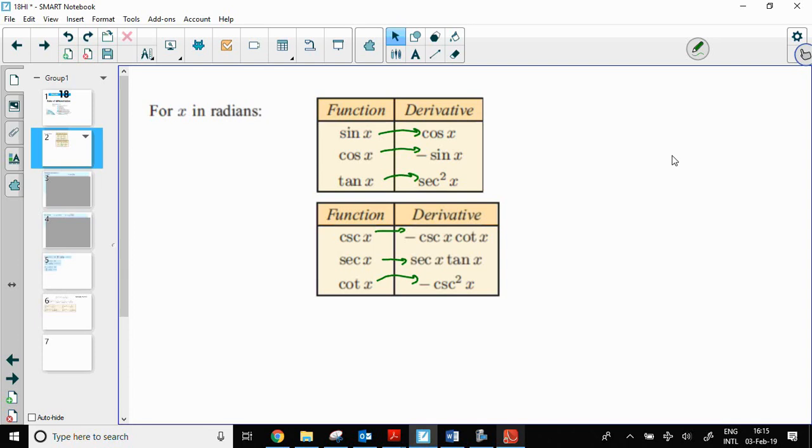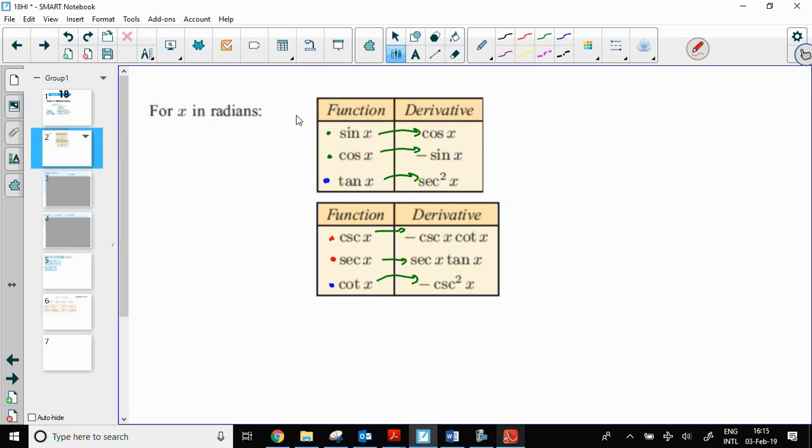So each of the co-functions, so like cosine and sine, there's a relationship between their derivatives. Tangent and cotangent, there's a relationship between theirs, and secant and cosecant, right? So you can see their derivatives are kind of formed in the same way. All the co-functions have a negative in front of each of their derivatives, and the regular functions do not.